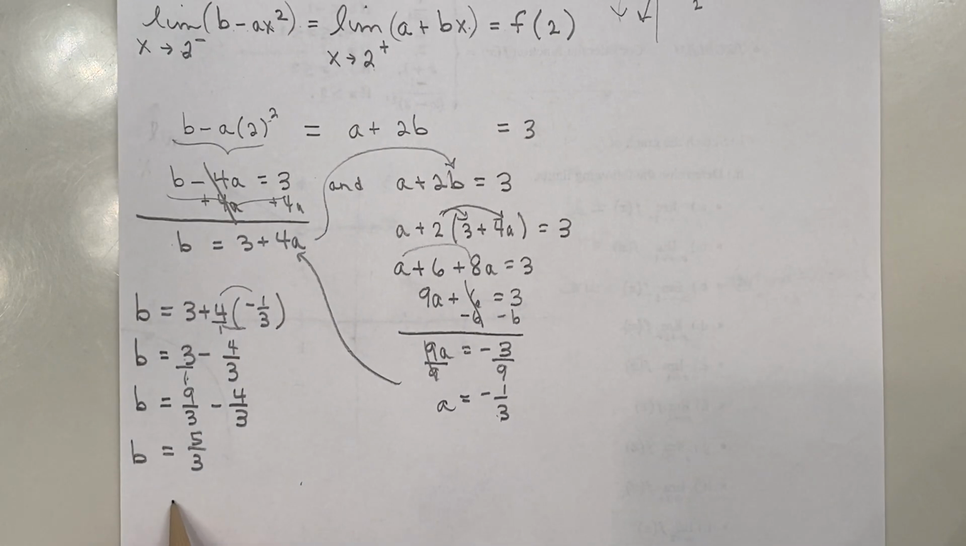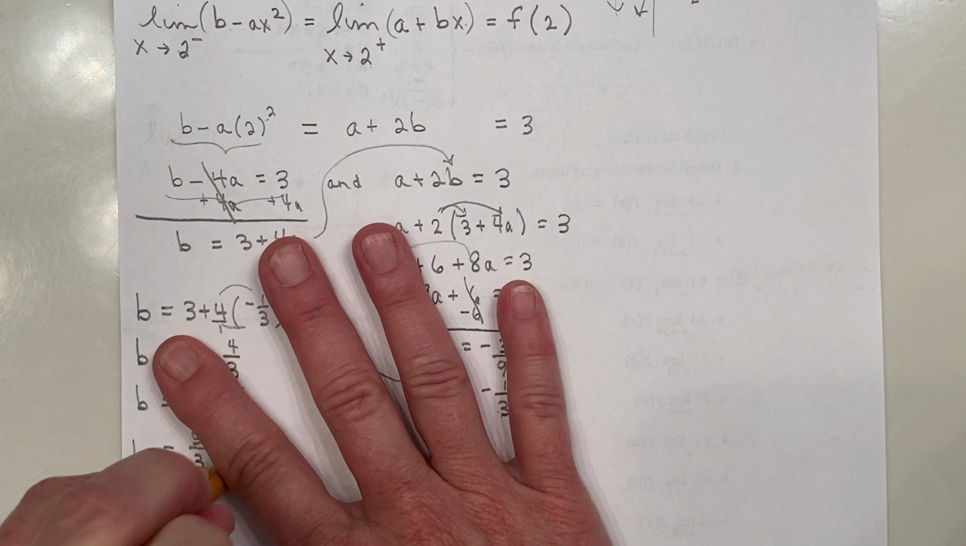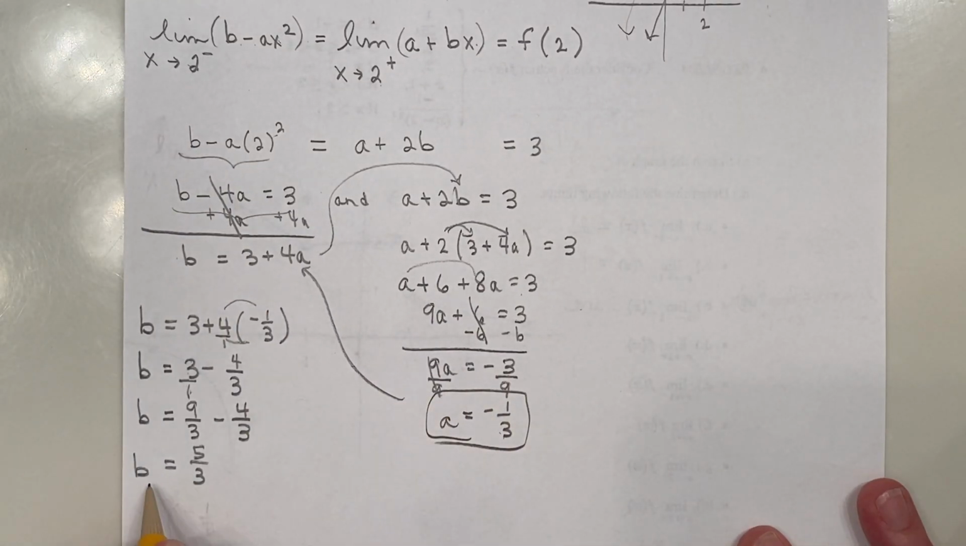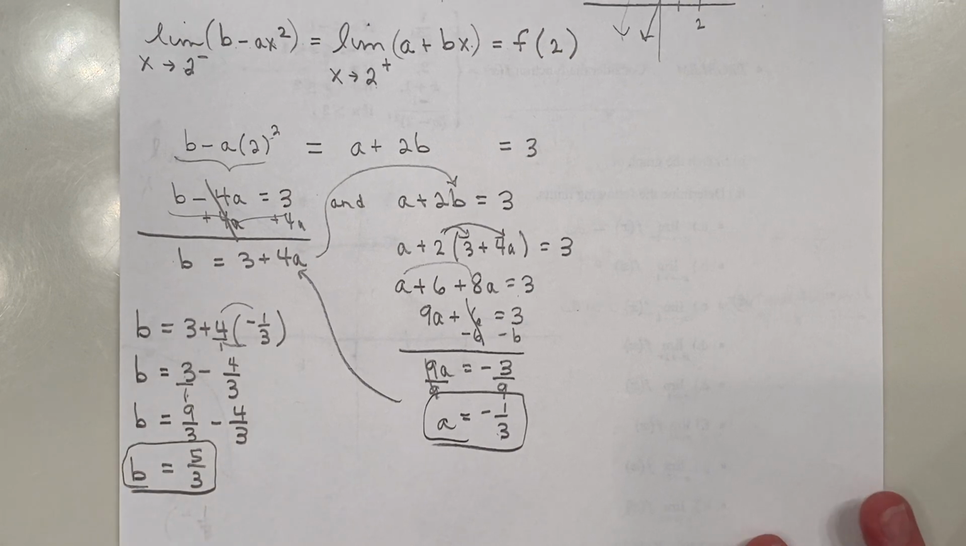So the answer is going to be the ordered pair, negative 1. Well, I guess we're not doing an ordered pair. We're just finding values of A and B. So at this point, I would just box these and say these are my answers.